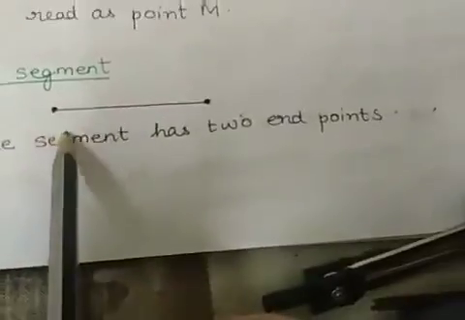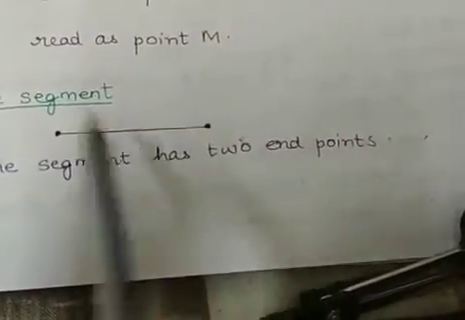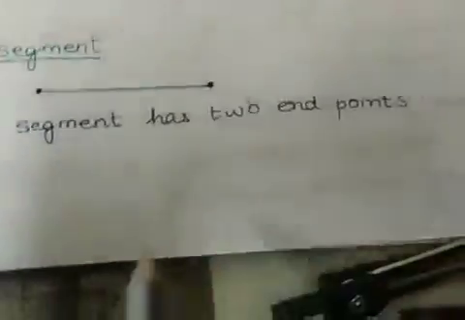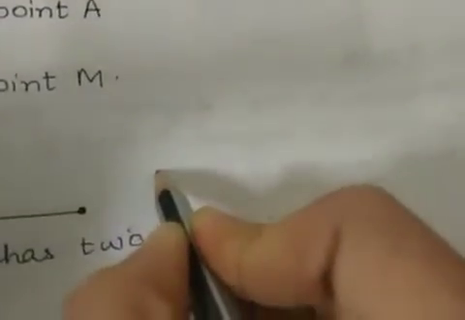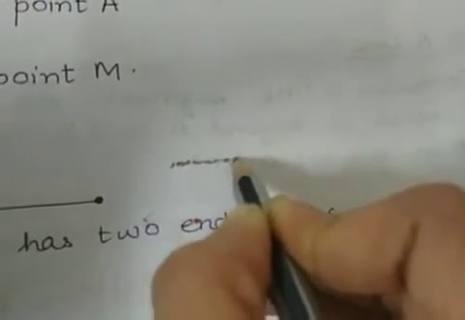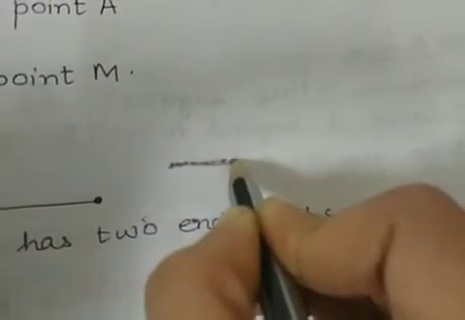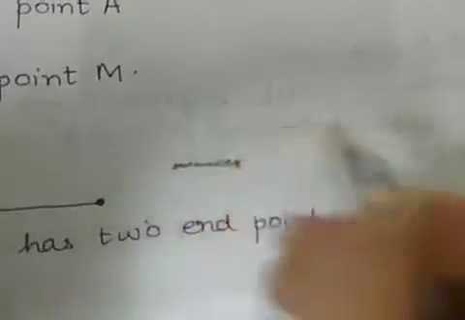So what is a line segment? A line segment is something which has two end points. Now this line segment is made up of many points. If you take infinitely many points in this order, then you will get a line segment, and it has two end points also. So this is a line segment.